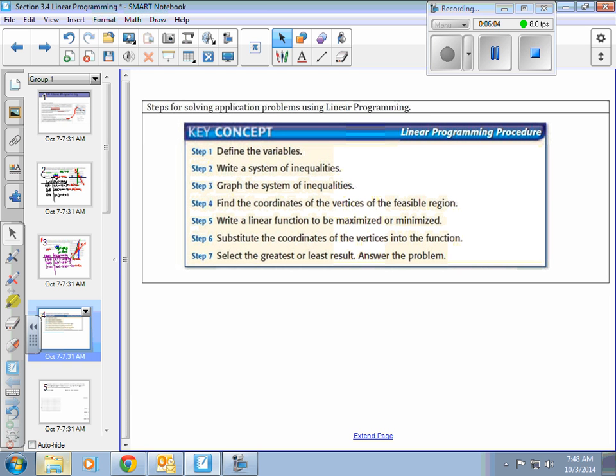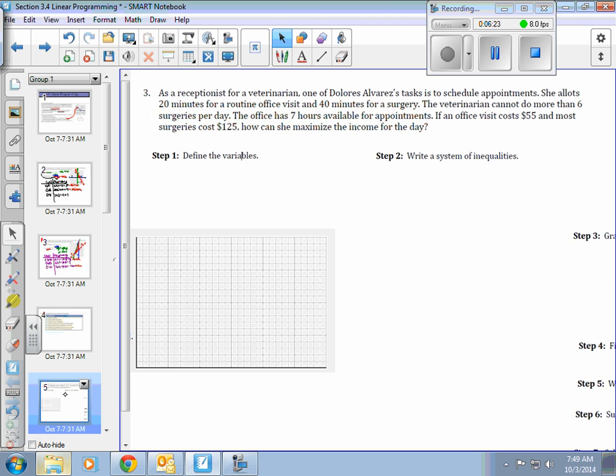5, you write the linear function to be maximized or minimized. 6, you substitute the coordinates of the vertices into the function, and then lastly, you select the greatest or least result to answer the problem, depending on what the problem is asking for. So let's just go ahead and look at an example and follow through all of these steps.